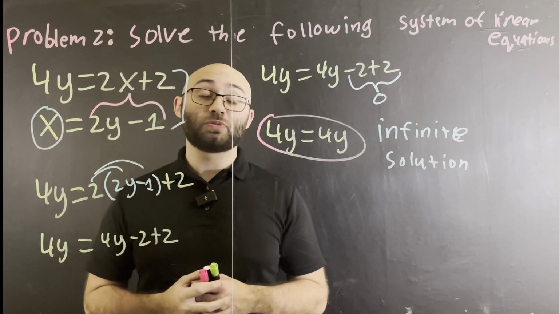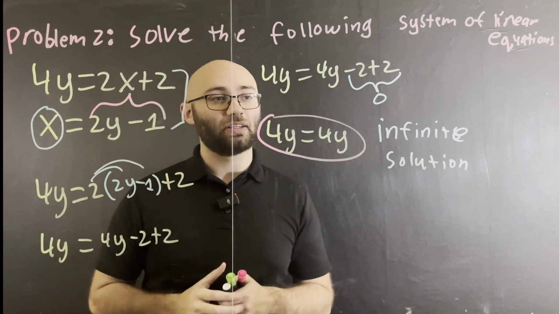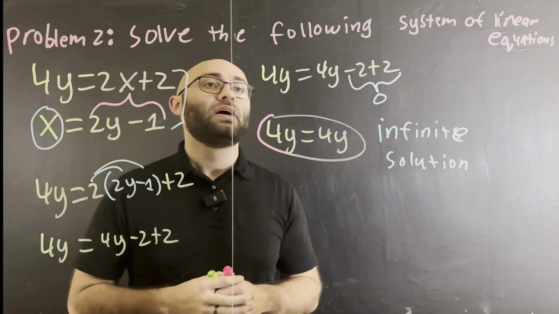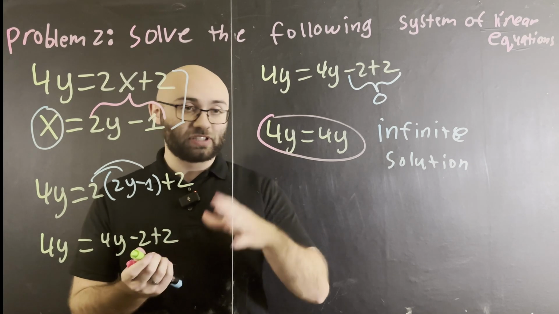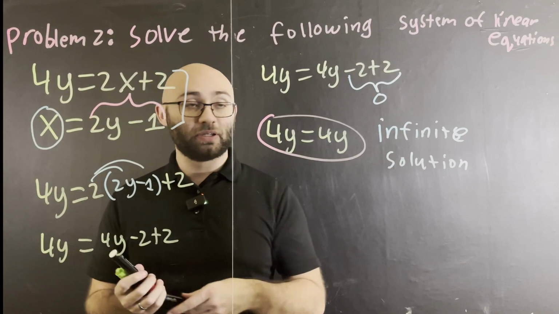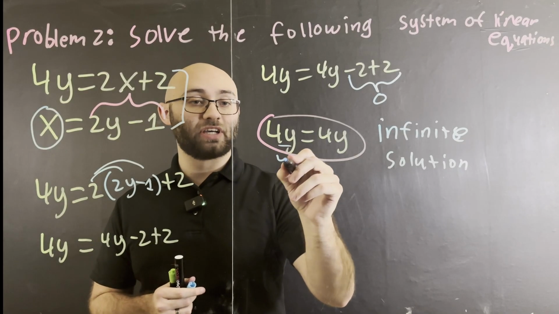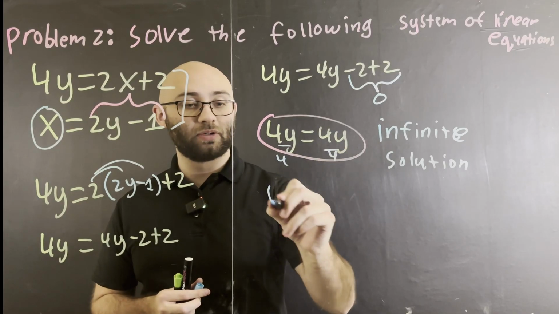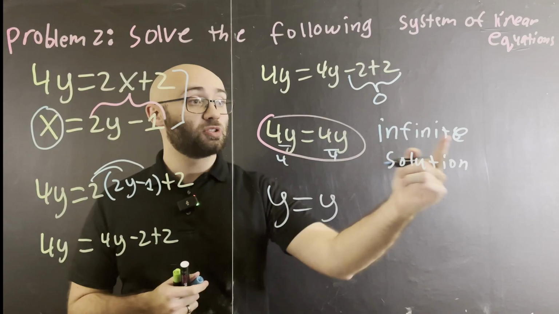We can make these pretty tricky. So don't just assume, whenever you look at something, oh, this is infinite solutions. Just double check, okay? If you weren't satisfied with us stopping here, you could have continued. So I want y by itself. I could divide both sides by 4. I get y would be equal to y. Once again, both sides are the same, so infinite solutions.